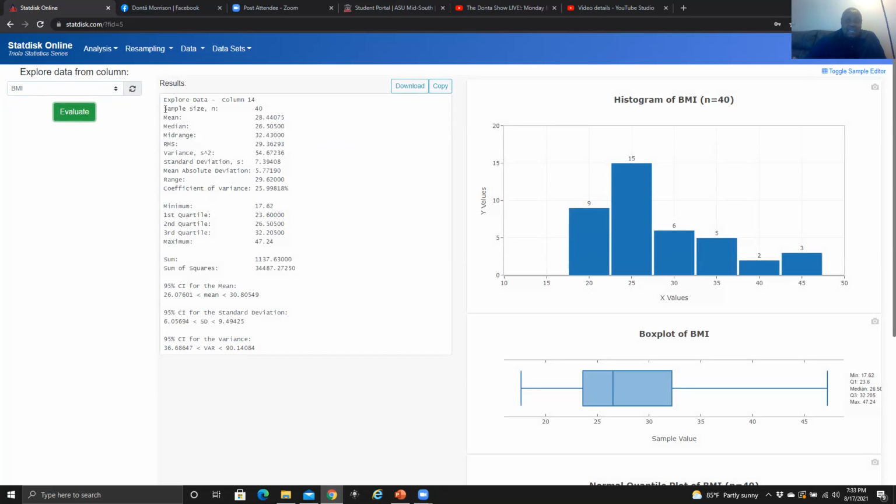So here, this is the data for females. The sample size is 40. The mean is approximately 24.4. And also, I need the standard deviation. If you look at it, the standard deviation would be approximately 7.39.